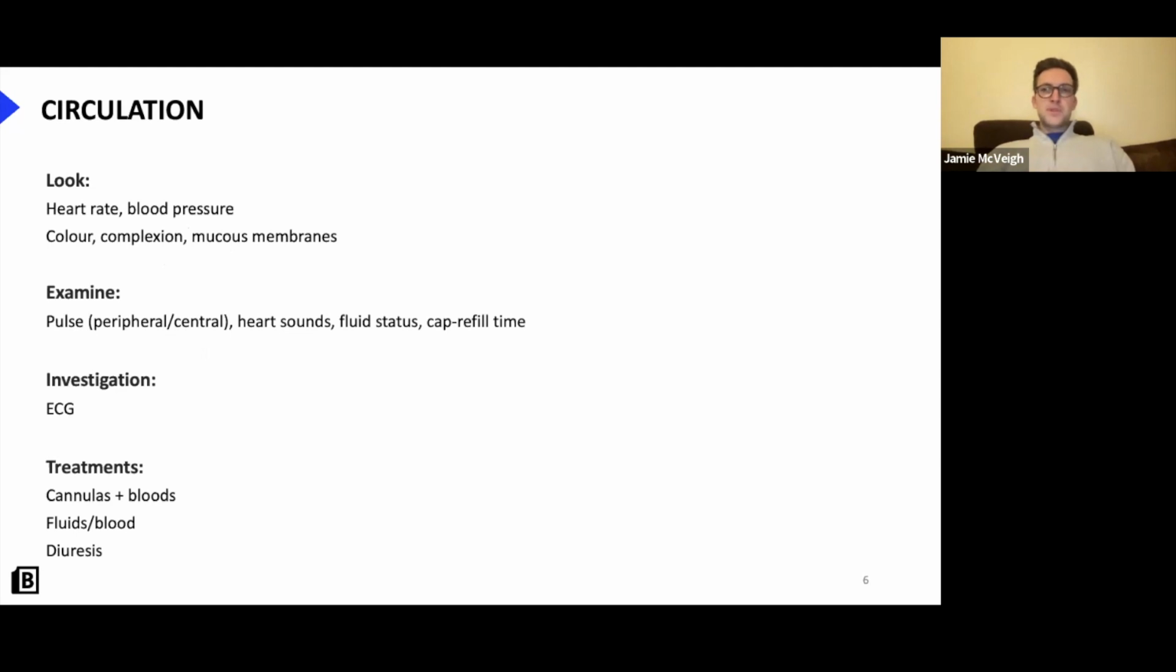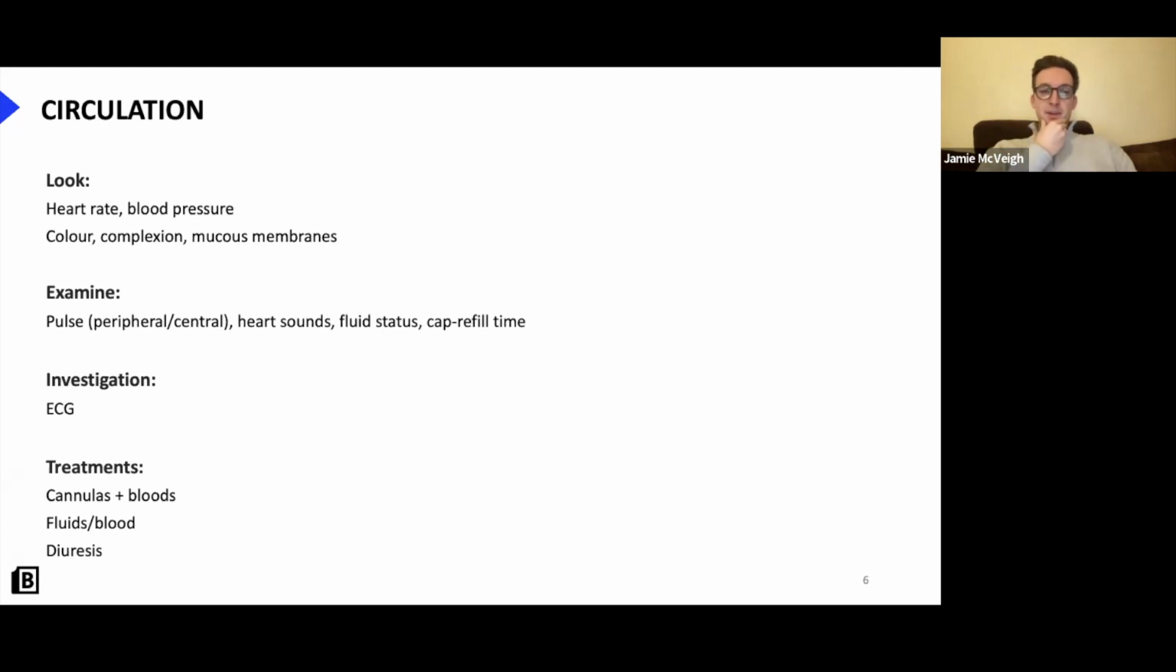Circulation, look at their obs. Are they tachycardic with a low blood pressure, which would indicate shock? Are they bradycardic, which is slightly more unusual? Or have they got a really high blood pressure that you need to control, particularly if they're symptomatic with that? Look at the patient themselves. Do they look really pale? Do they look really sweaty and clammy, as if they're shut down?